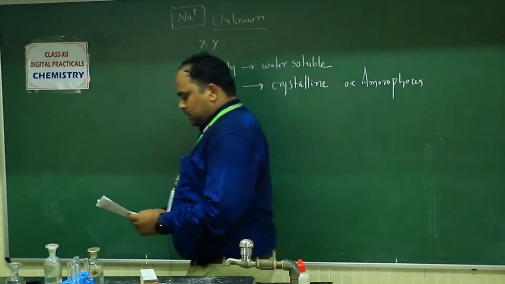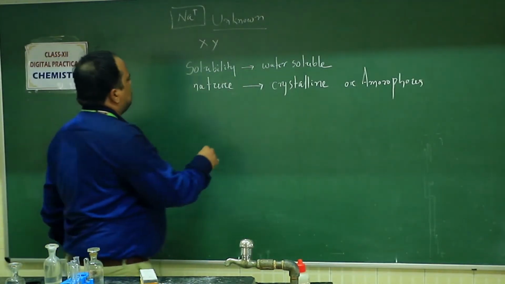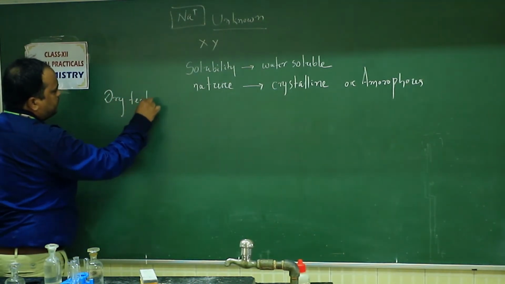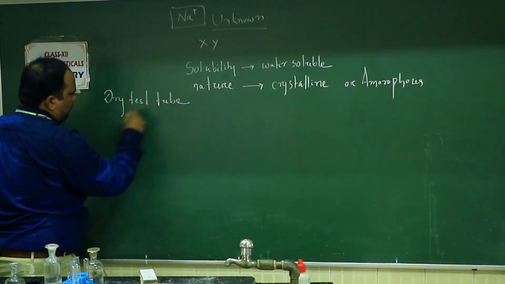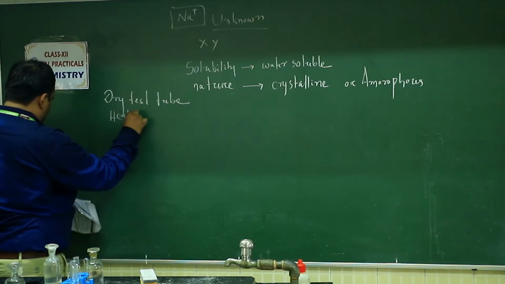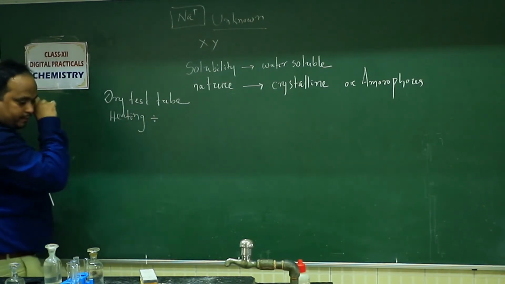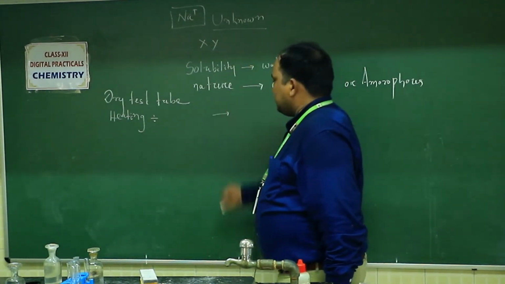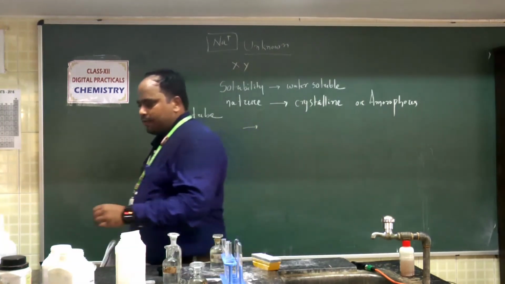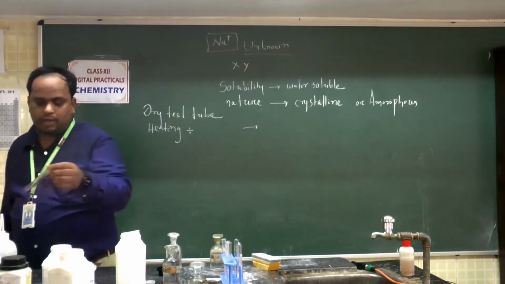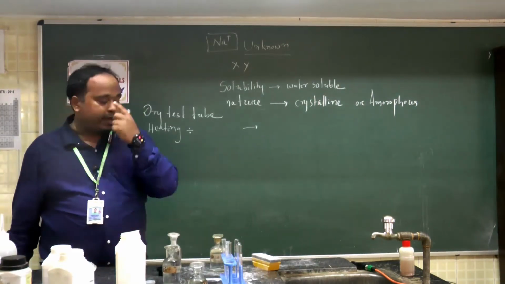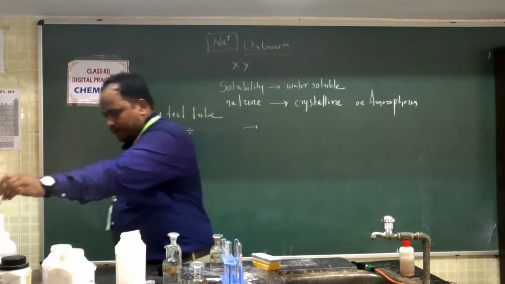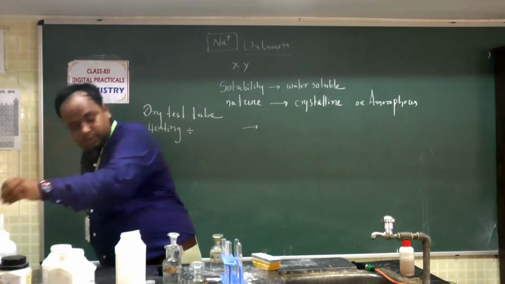Then you can go for this, the first test you have to do, that is dry test tube heating, already explained. This is the first step you will do, this dry test tube heating. You take a pinch of salt in a test tube, I am not showing, I am just telling you because already shown. You have to heat that test tube in an oxidizing flame in a Bunsen burner.